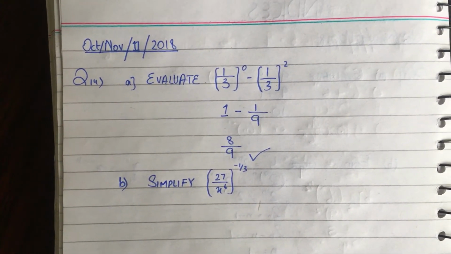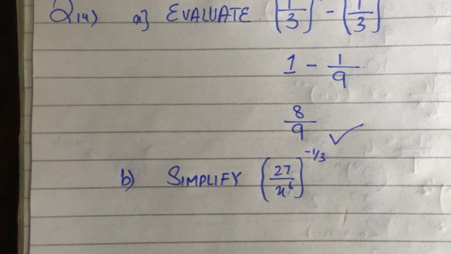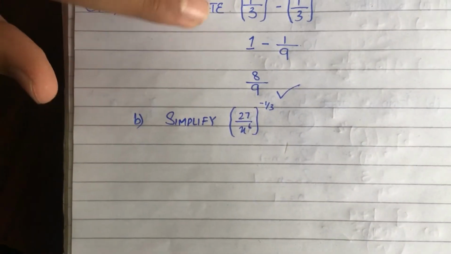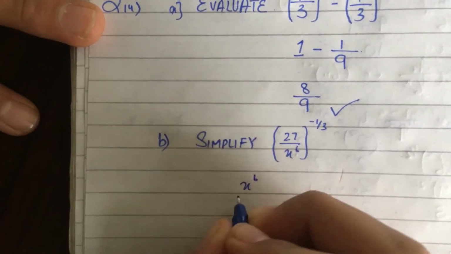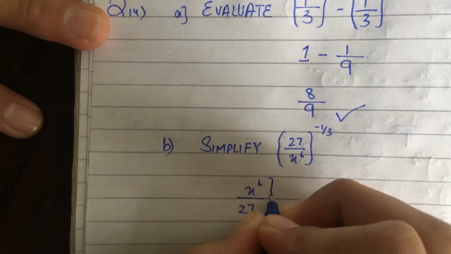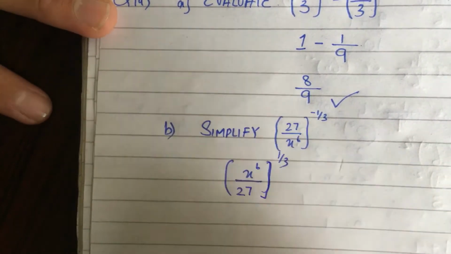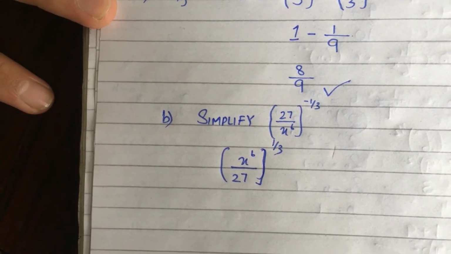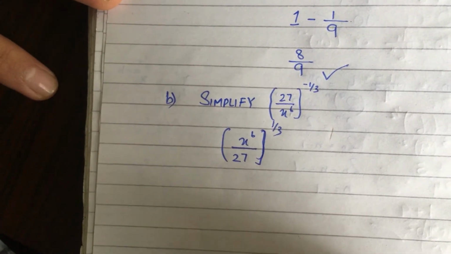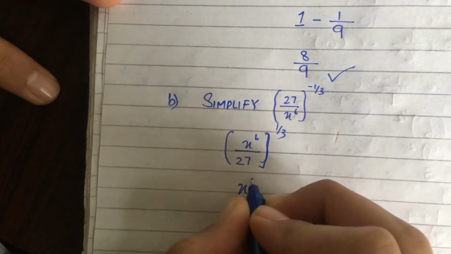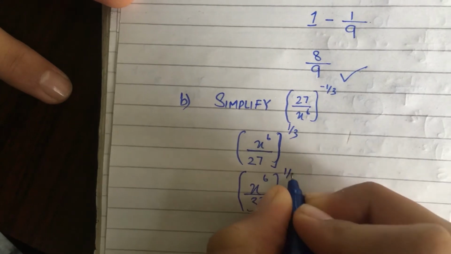Part B says simplify 27 over x power 6 whole power minus 1 over 3. So straight away we can see if it's whole power minus, we can flip the numerator and the denominator. That's going to give us x power 6 over 27 whole power 1 over 3 because the minus has been used now. Then to make things easier for us, we can write 27 as 3 cube because 3 cube is 27. So we're going to write that as 3 cube whole power 1 over 3.